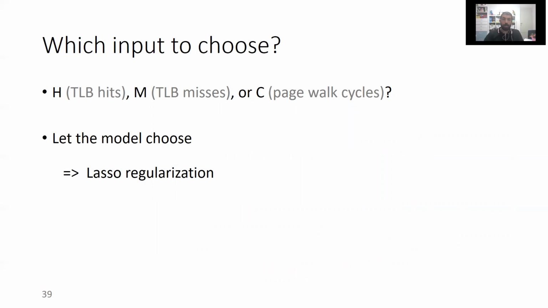The second step towards more accurate models is choosing the right input. We found that some workloads are best predicted by C, the page walk cycles, while other workloads are best predicted by M, the TLB misses, or H, the TLB hits. Mathematically, it sounds reasonable to take all 3 inputs, H, M, and C, and let the model use all of them using a polynomial of 3 variables. However, if we do that, the resulting model will be too flexible and therefore might suffer from overfitting. We therefore employed the lasso regularization method, which chooses the optimal input and zeros the other variables. We call this model Mosmodel.